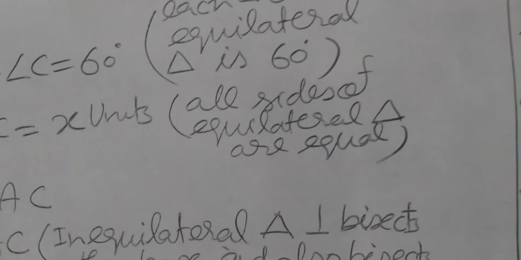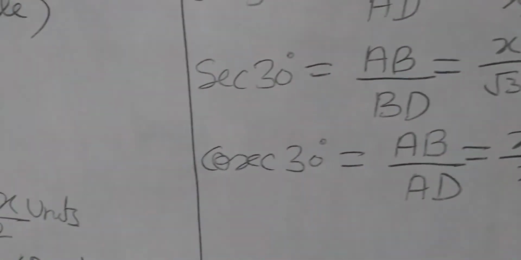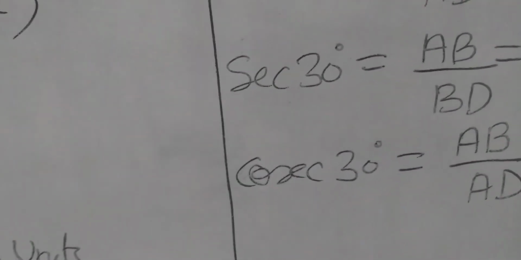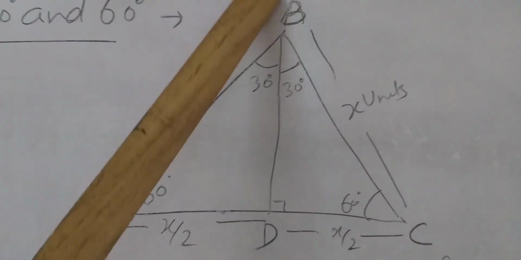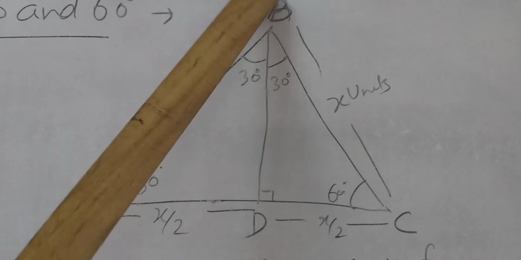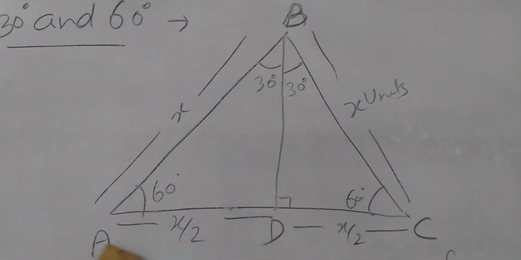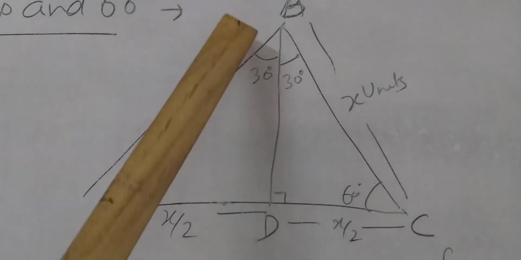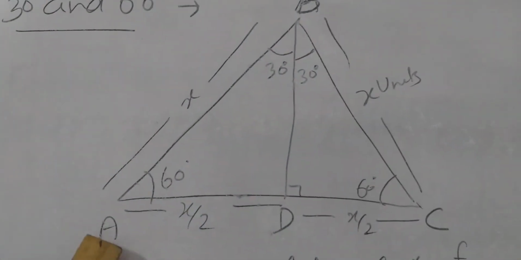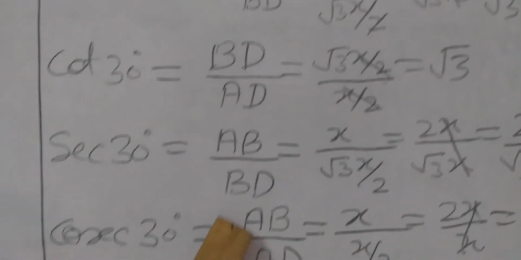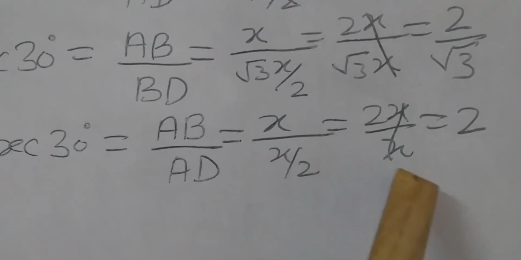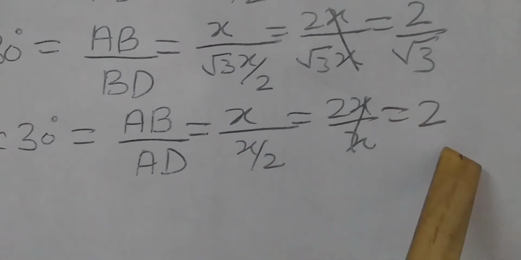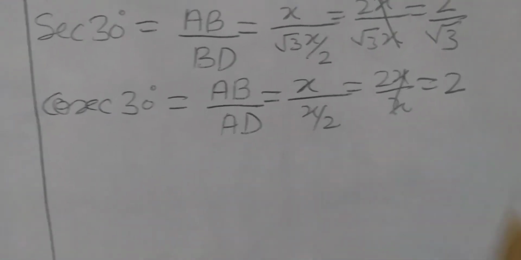Now students, cosec theta. We know cosec theta is H upon P. For 30 degree, the hypotenuse is AB and the perpendicular is AD. So cosec 30 equals AB upon AD. AB is x, AD is x by 2. The x's cancel, giving 2. Cosec 30 value is 2.